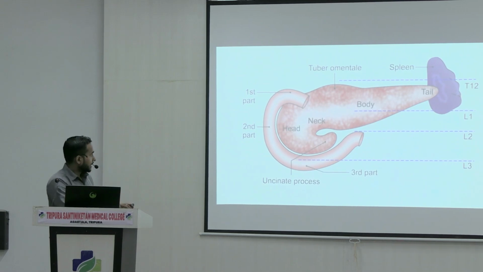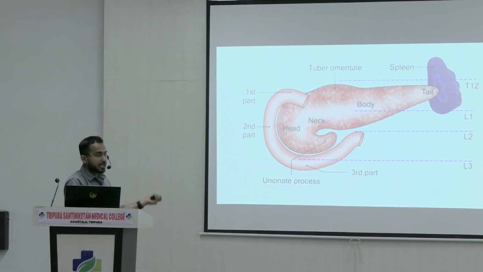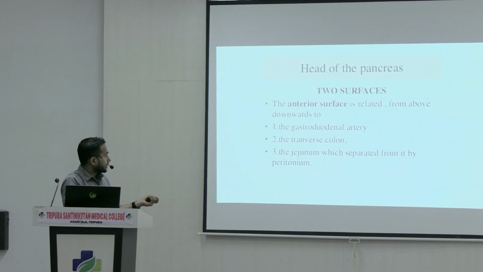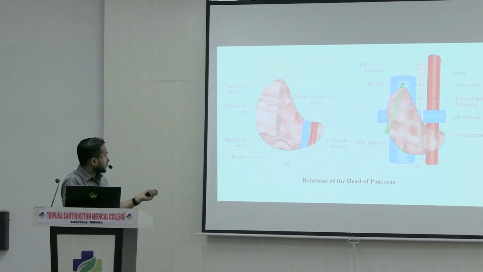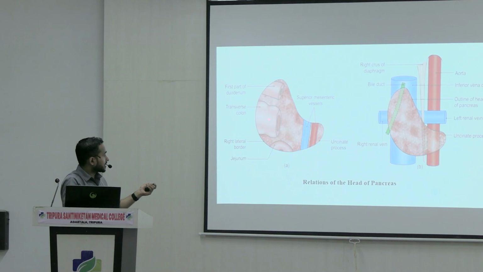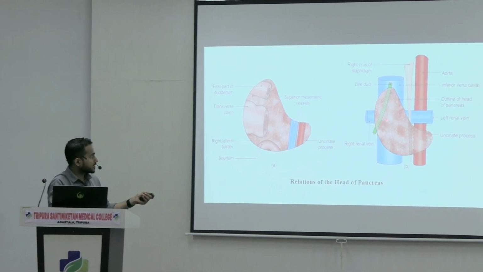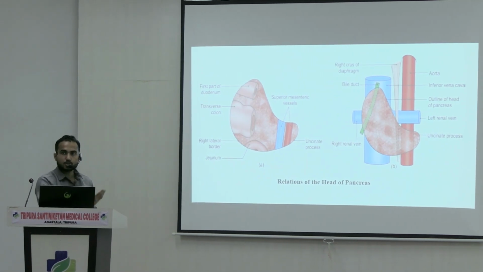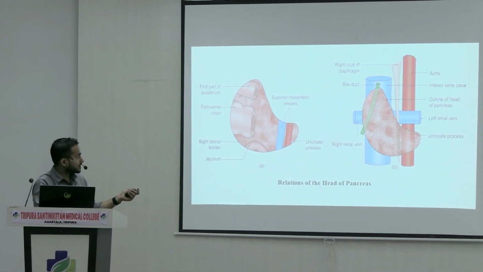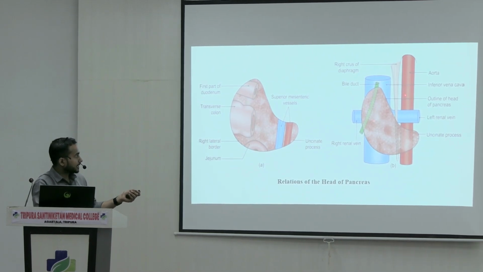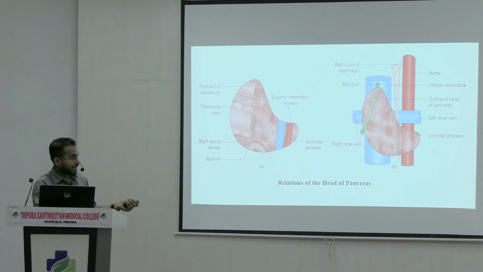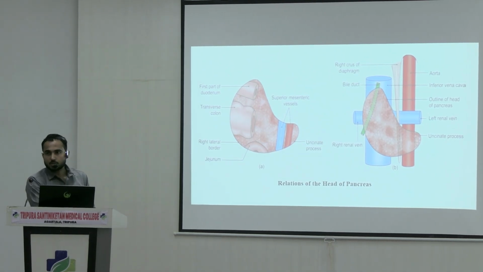Next, here you can see this is the anterior surface, and behind will be the posterior surface. On the anterior surface, the relation is mainly the transverse colon, which is coming anteriorly. And this is the posterior relation of the head of the pancreas. That means the posterior surface is related to the bile duct, then the right and left renal veins, the inferior vena cava, the left crus of the diaphragm, and some part of the abdominal aorta. These structures are situated posterior to the head of the pancreas.